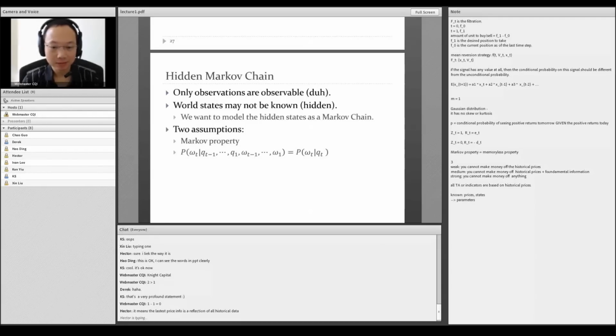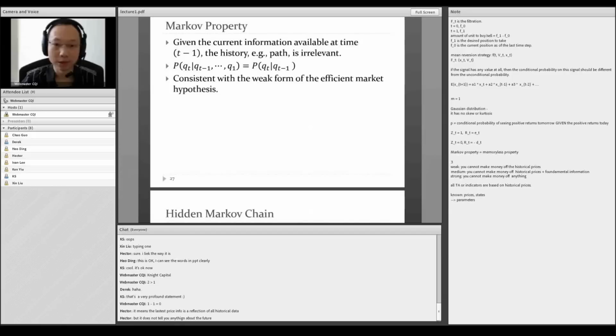So Hector just said that it means the latest price info is a reflection of all the historical prices. Now, this is the Markov property. This is what this equation means. But this is not what this equation means.